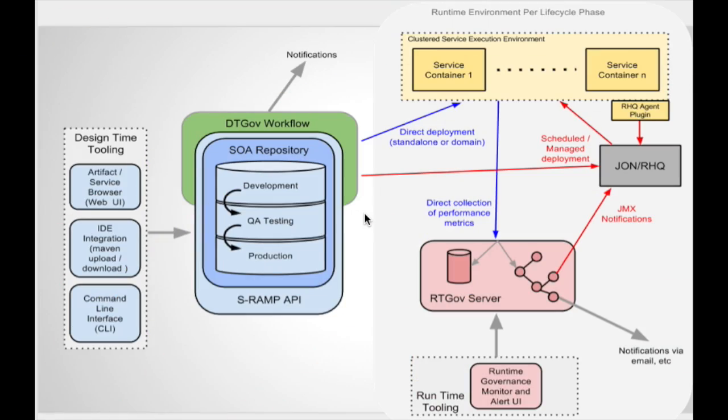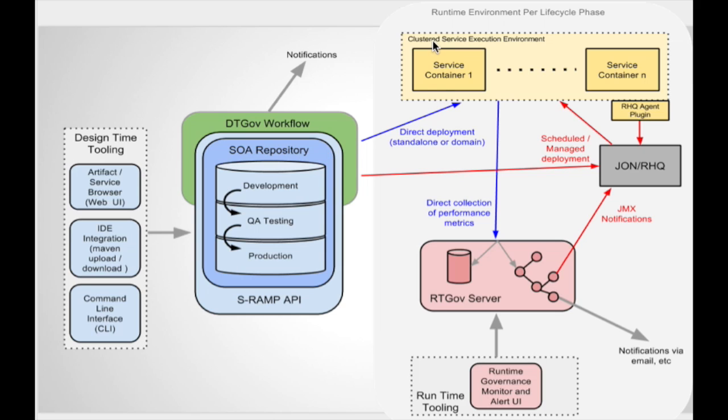With managed deployment, we mean that a developer develops a service in an IDE, and when he's ready to release it, he will release it to a repository. In this case, that will be the SRM repository. Sitting on top of the SRM repository is the DTGov workflow engine, which then picks up this release artifact and deploys it to different runtime environments.